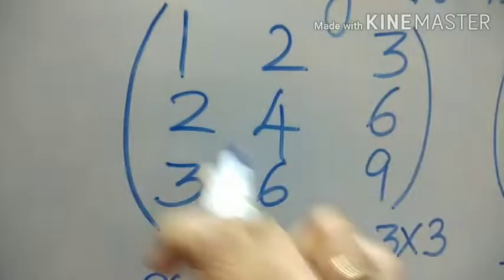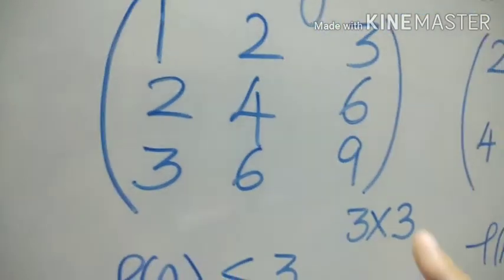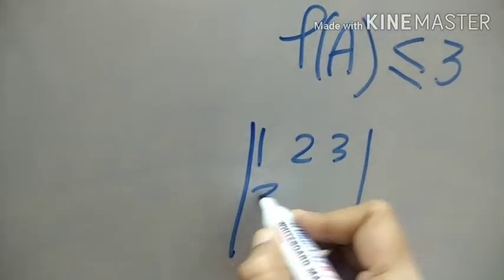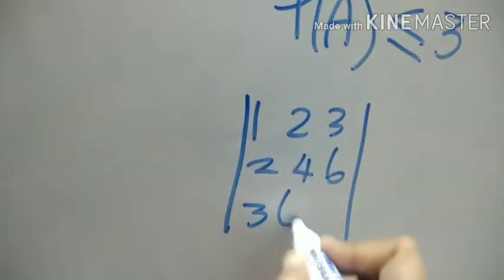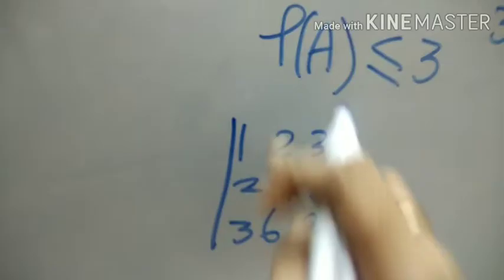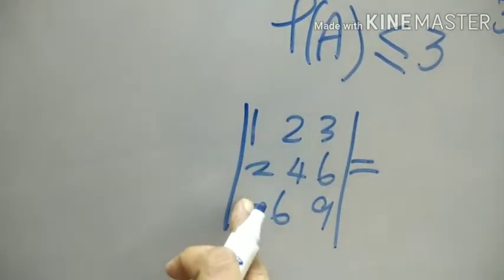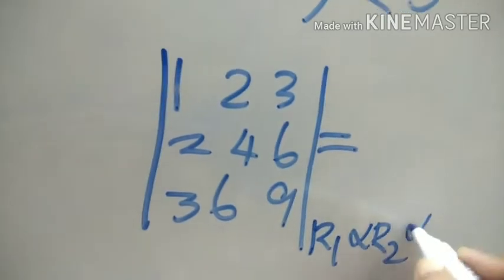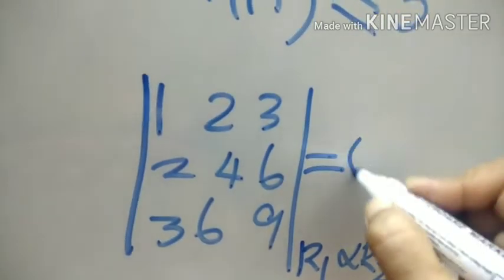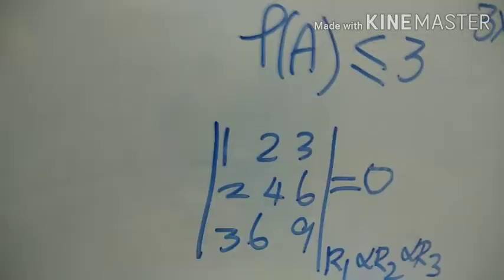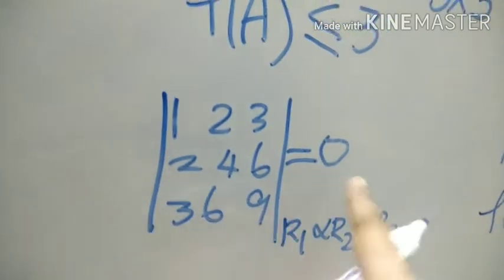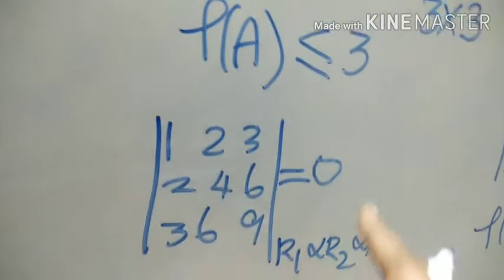So as I get, the rows are proportional. If I find the determinant, my answer is immediately 0. See, we write 1 2 3, 2 4 6 and 3 6 9. Because the rows are proportional, R1 is proportional to R2 is proportional to R3. I will immediately write the answer is 0. This is a property of determinants which we learnt in 11th standard. So whenever the determinant is 0, I will immediately go on to the minor.